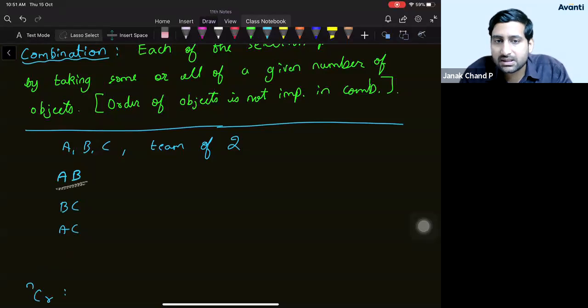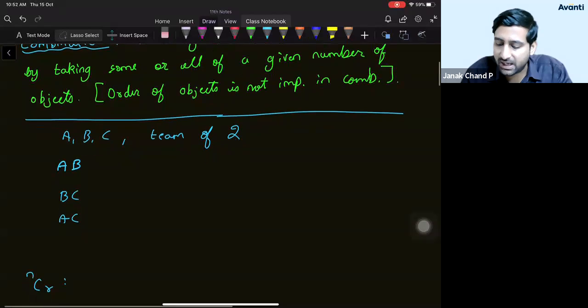Now for each of the selections, students, we can arrange these two among themselves in two ways. Either I can write AB only, or I can write BA. Anyway, since the order is not important, we will not worry about that, right? So if you want to just select two people, there are only three ways of doing that. And each of these selections is called a combination.